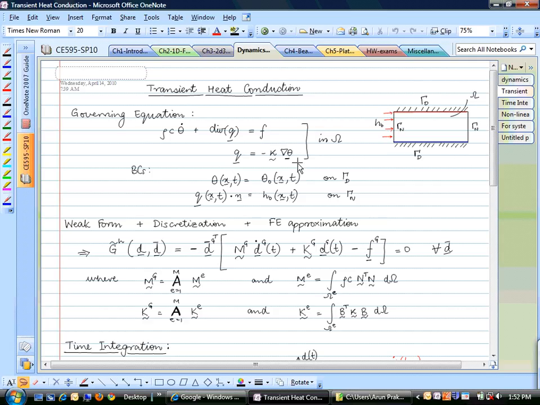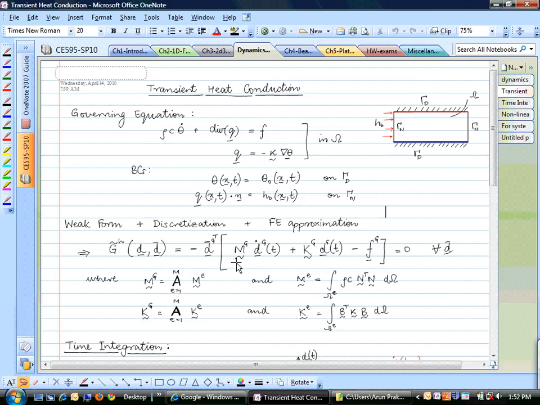This is the constitutive law, temperature boundary condition, and heat flux boundary condition. So if you take this governing equation, multiply it with a virtual temperature, do your integration by parts, discretize, and then use finite element approximation, I'm skipping all those steps.